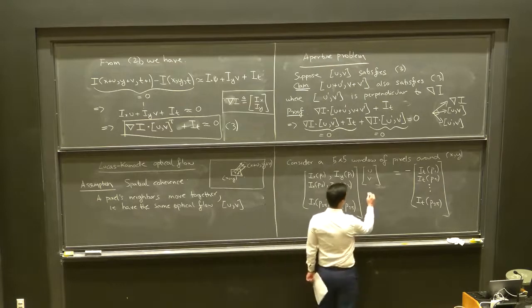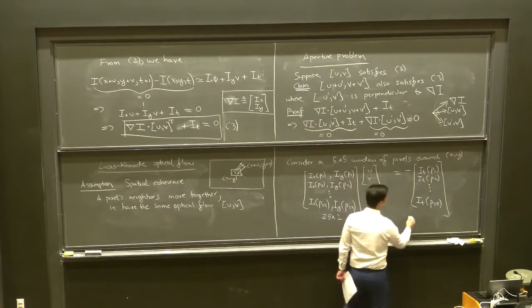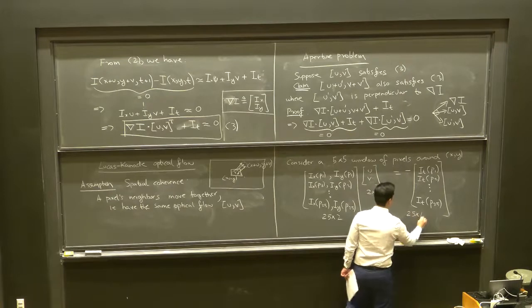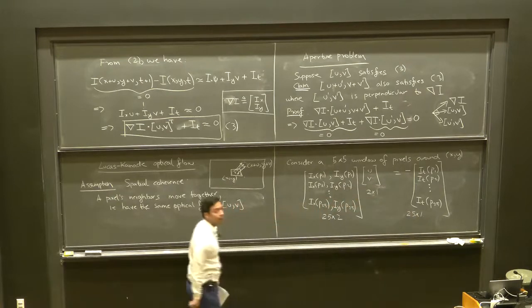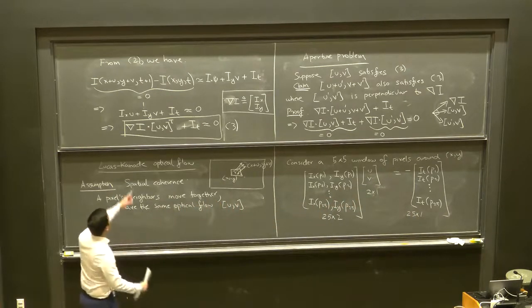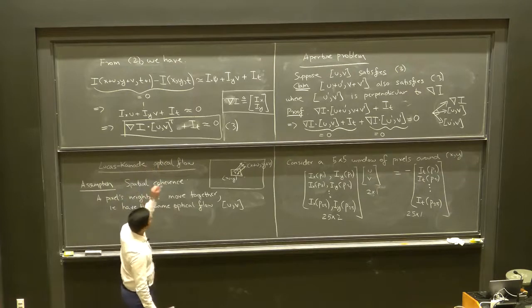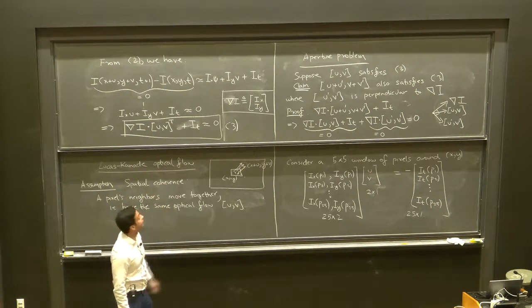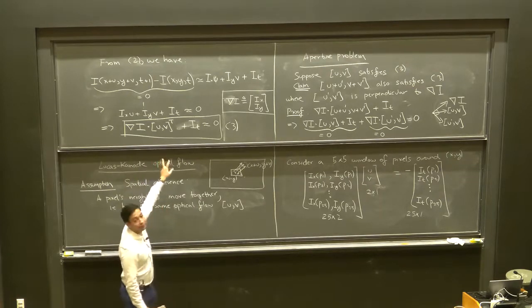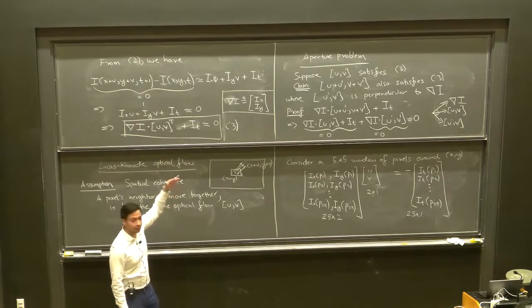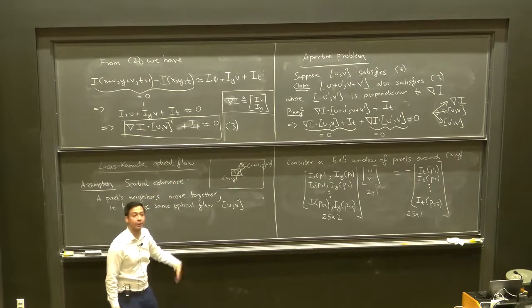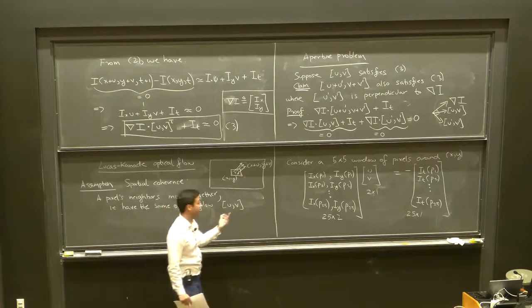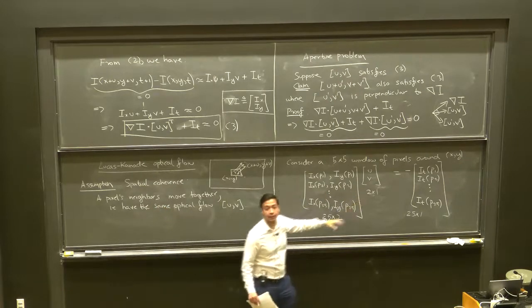And this is a 2x1, and this is a 25x1. We're just taking these scalar equations at every pixel, assuming that u and v are the same at all the pixels, and concatenating all of those scalar equations to get 25 scalar equations, which we can write compactly in this one.